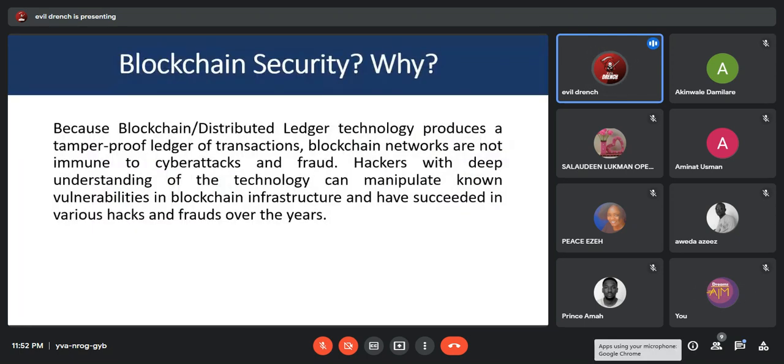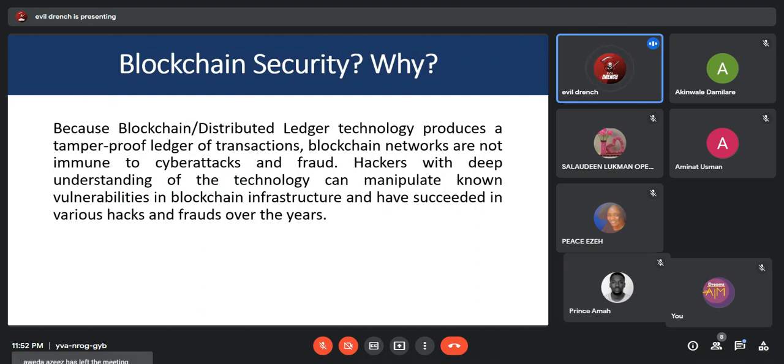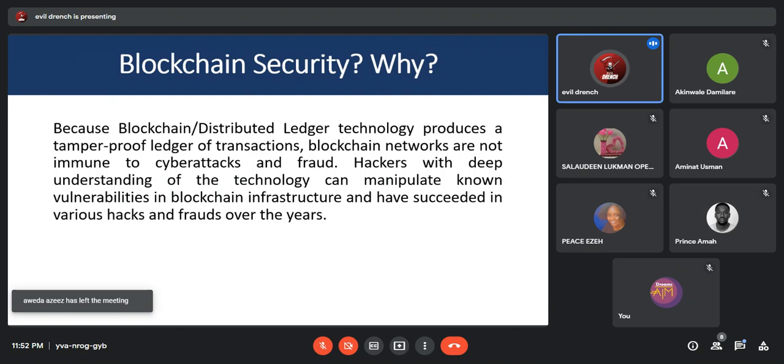So this is where I was. I was talking about why we need to take blockchain security very seriously, right? Blockchain, like any other technology itself, is open to cyber attack or fraud, as we know already. Hackers with a deep understanding of this technology can manipulate nodes in blockchain infrastructure, and they have succeeded in various attacks. You guys should read up on the DAO attack.